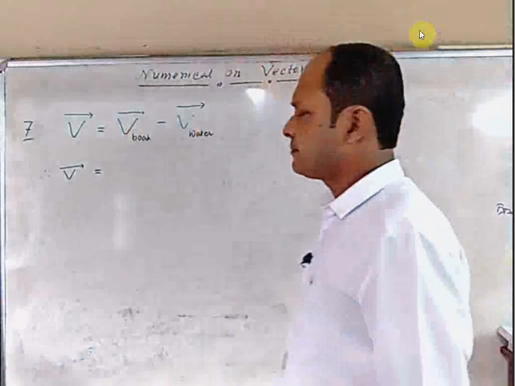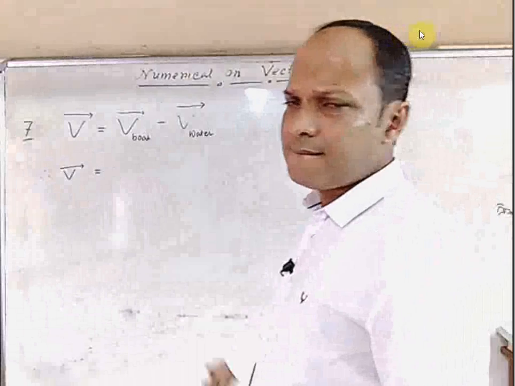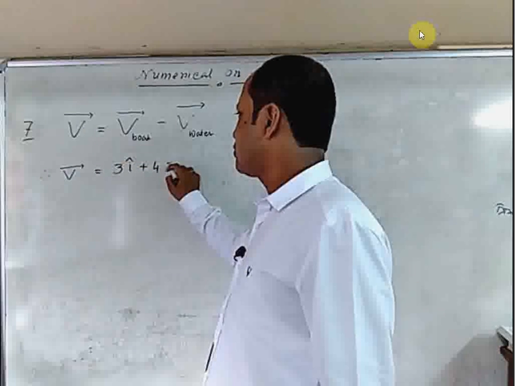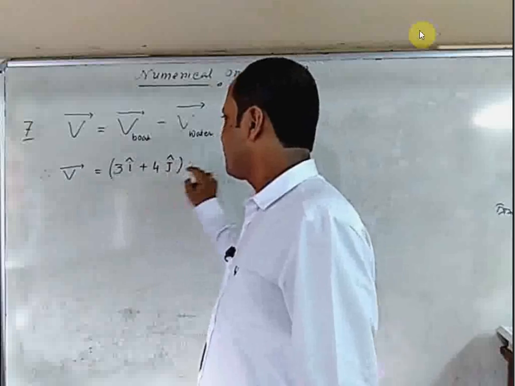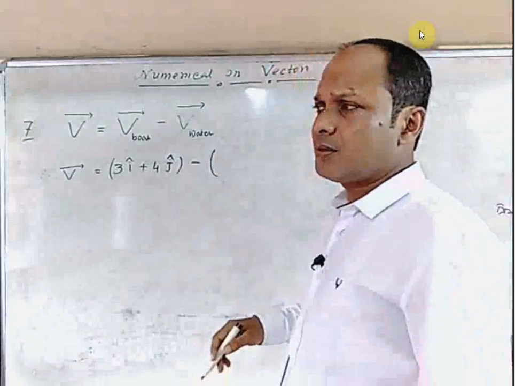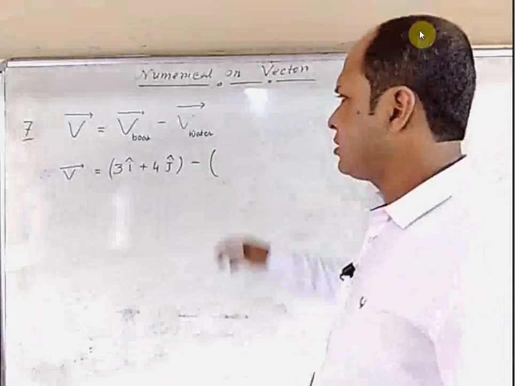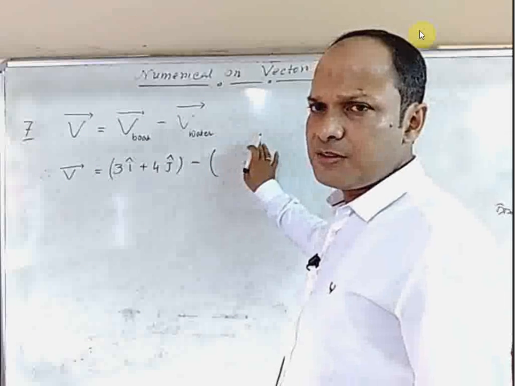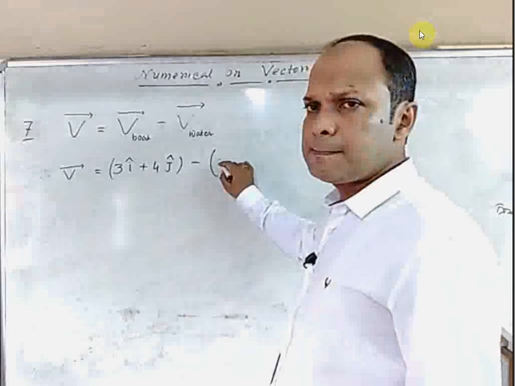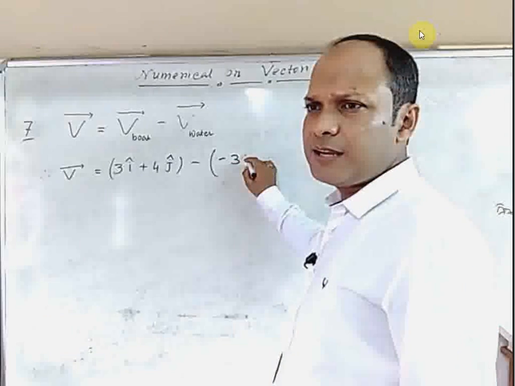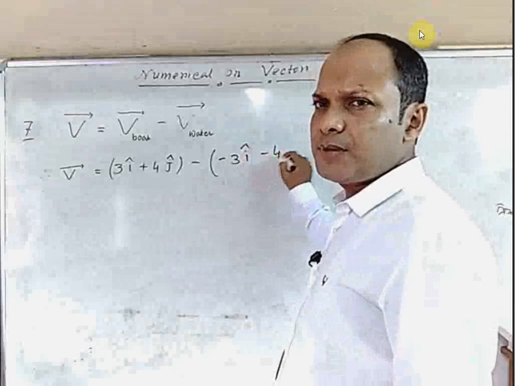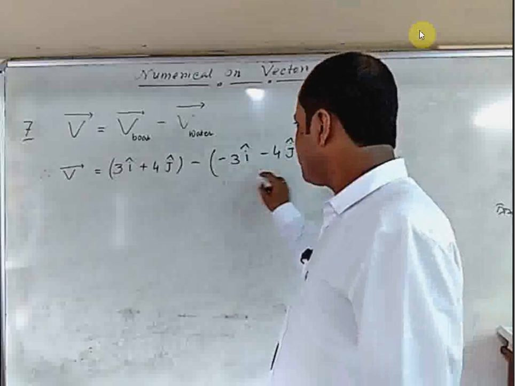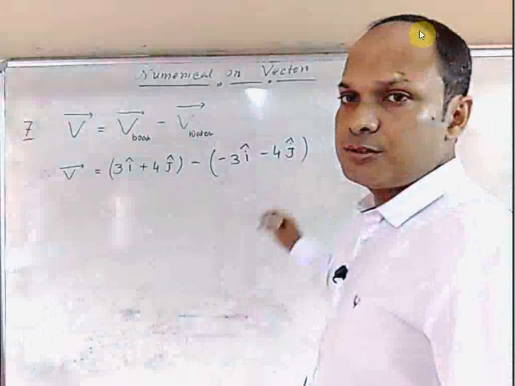V boat, how much is given for this? This is 3 i cap plus 4 j cap. What is the velocity of the water with respect to the ground? Minus 3 i cap minus 4 j cap. Fine. So this is the velocity of water with respect to the ground.